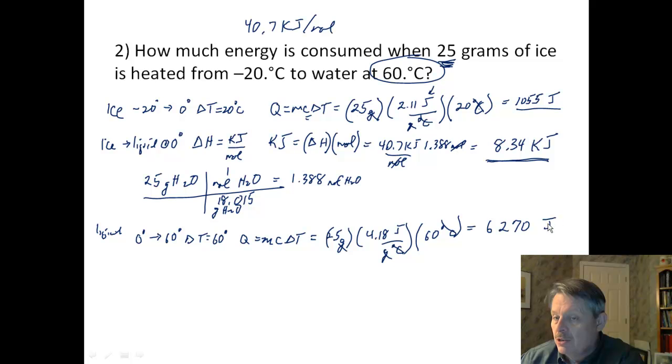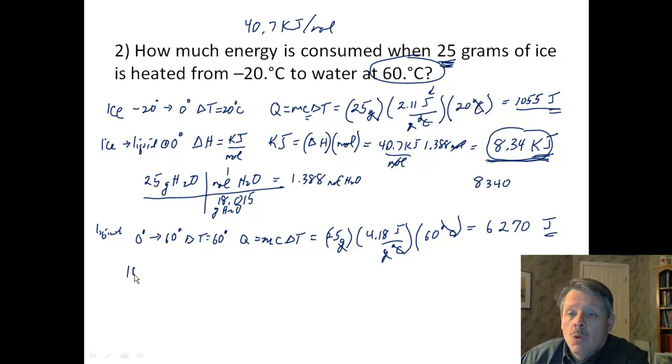6,270 joules. All right, so now you say, I'll just add them all up. Whoa, be careful. Your units here are in joules, your units here are in kilojoules, and your units up here are in joules. Guys, I don't care if you work in kilojoules or joules. Since I've got two things that are in joules, let's convert this to joules. So that's going to be 8,340 joules. So I can add these whole things up.